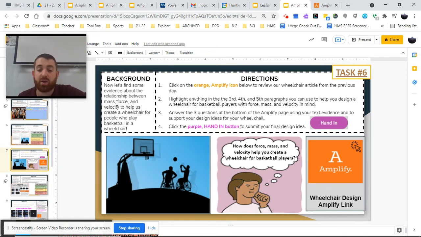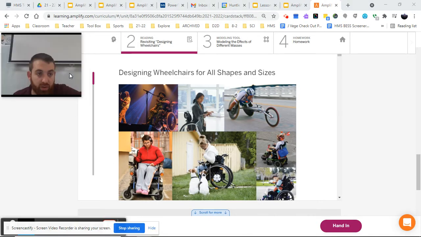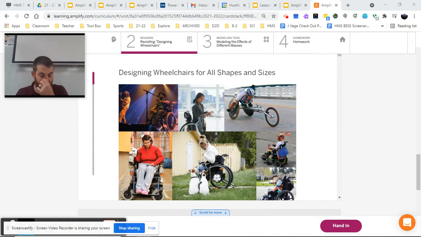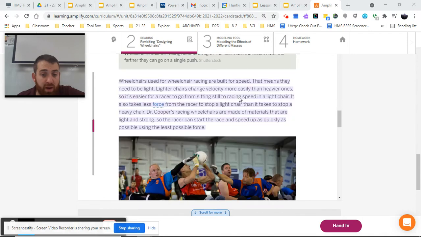In task 6, you're going to be diving into this Amplify page, thinking about how does force, mass, and velocity help you create a wheelchair for a basketball player. And when you dive in here, you're going to notice you start with the article. And your job is to go here into the article and reread the last 3 paragraphs.